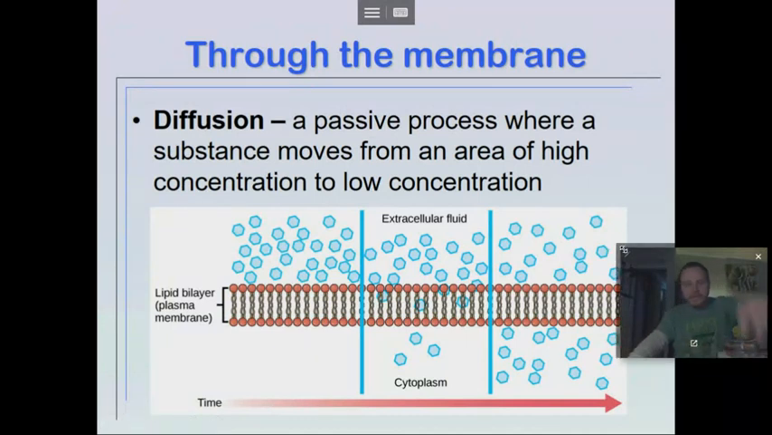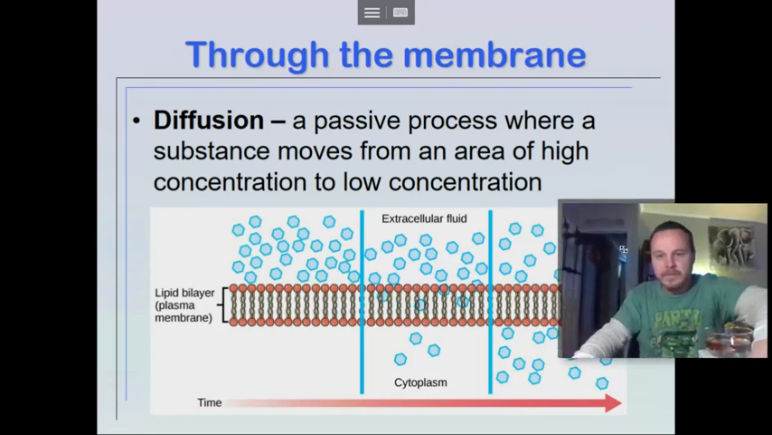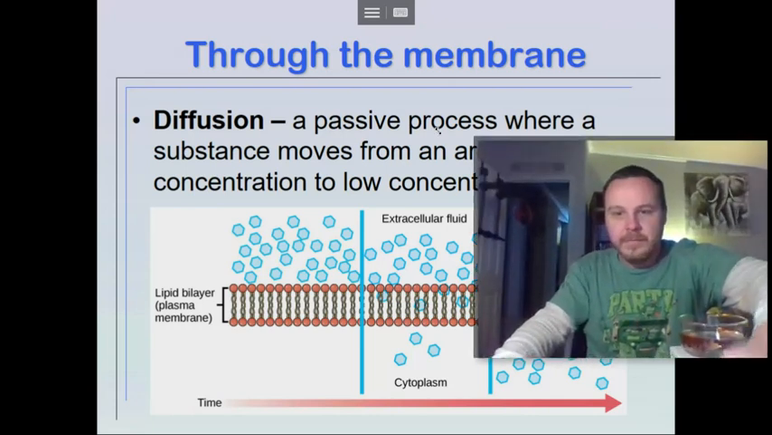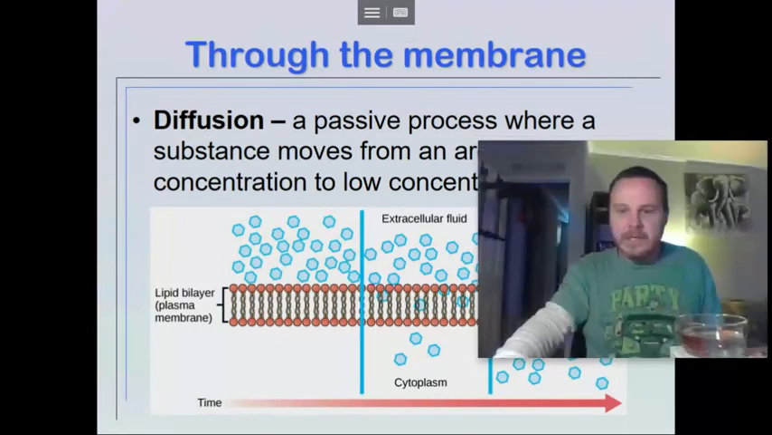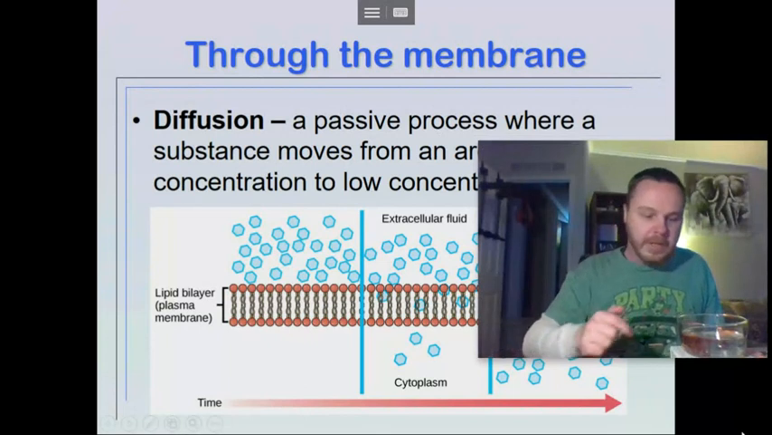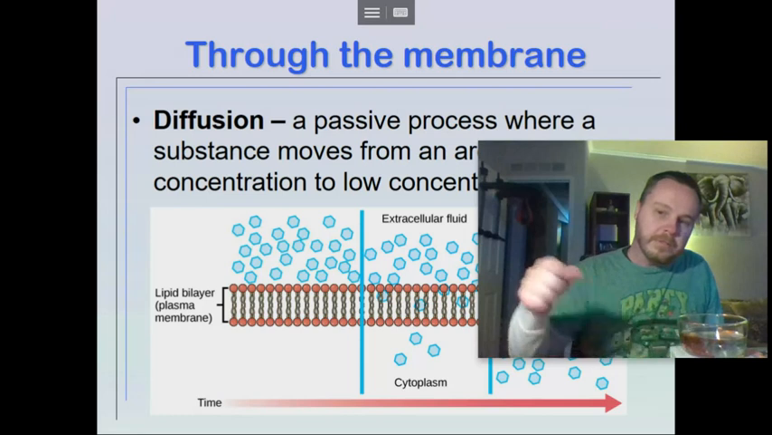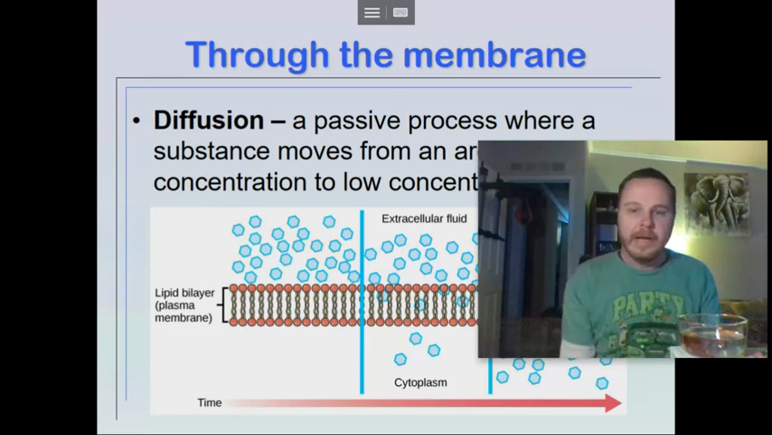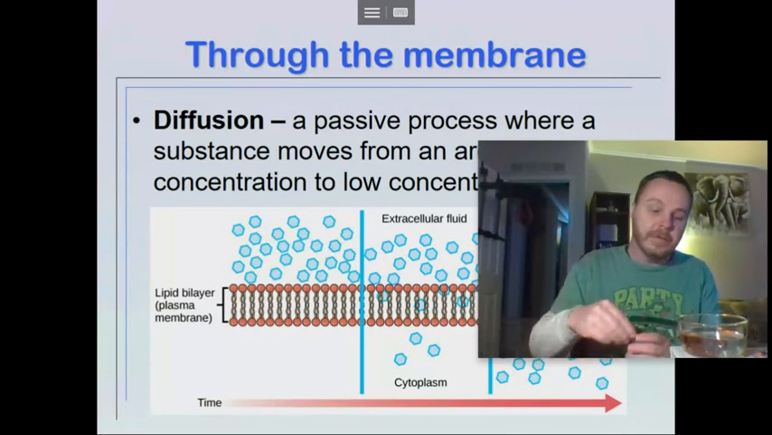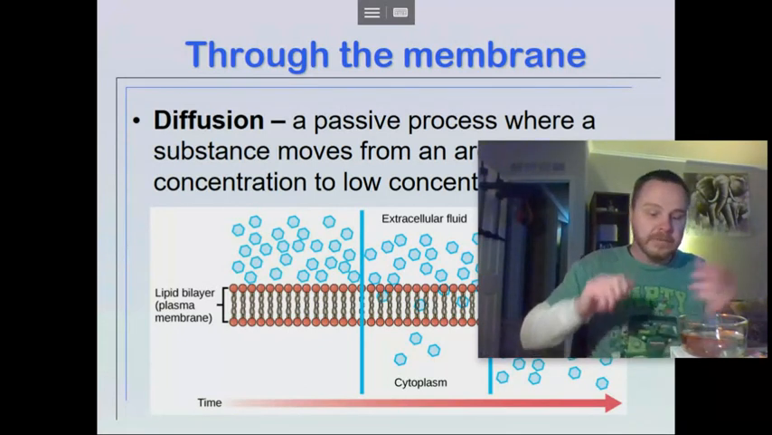All right. Let's see if I can. So you can see, I guess, a little bit of that. All right. So you can see these food coloring particles are just going to gradually, naturally, I'm not doing anything to that bowl. They're going to gradually just migrate from the side of higher concentration over on the right.